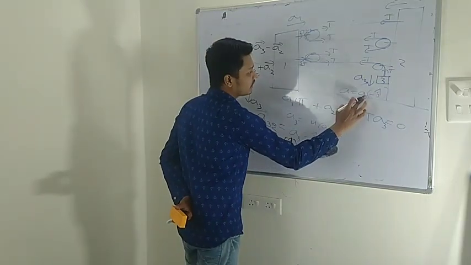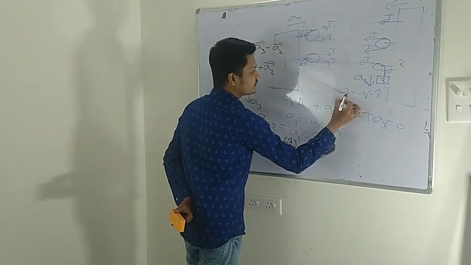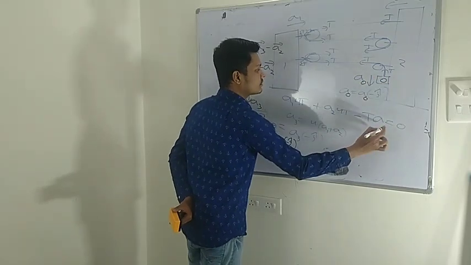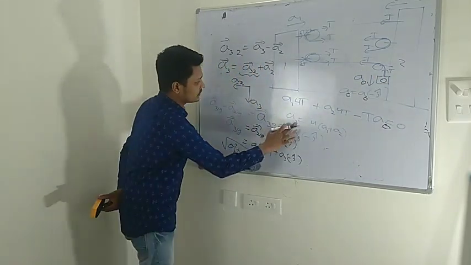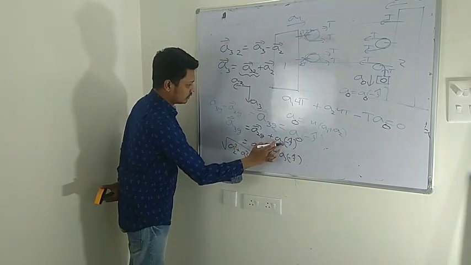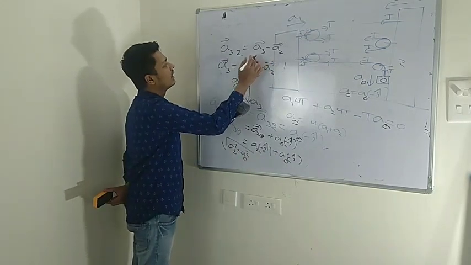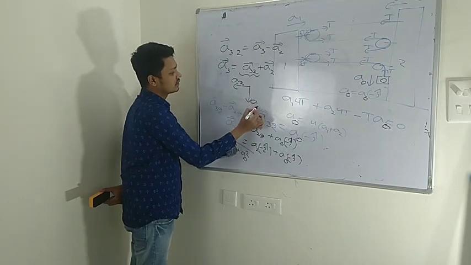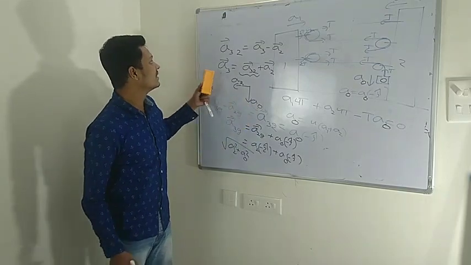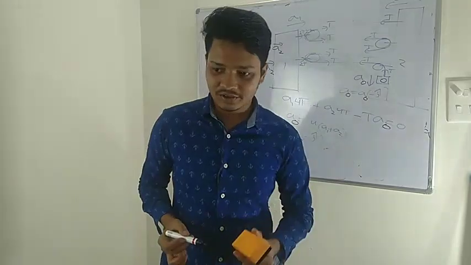So let me write not a3 but a0. Okay, now you will not be confused. A0 is the acceleration of 3 with respect to 2. This one I put. Okay, so I think everyone understood.